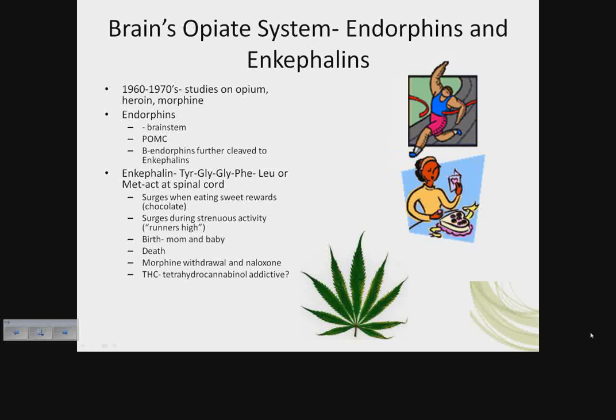Now the last part that I want to follow up with on this slide is THC, tetrahydrocannabinol, which is basically marijuana. Now THC, the substance found in marijuana, causes a release of enkephalins, a natural release of enkephalins. So you get this analgesic effect, but you also get that euphoric effect like taking opium or heroin.